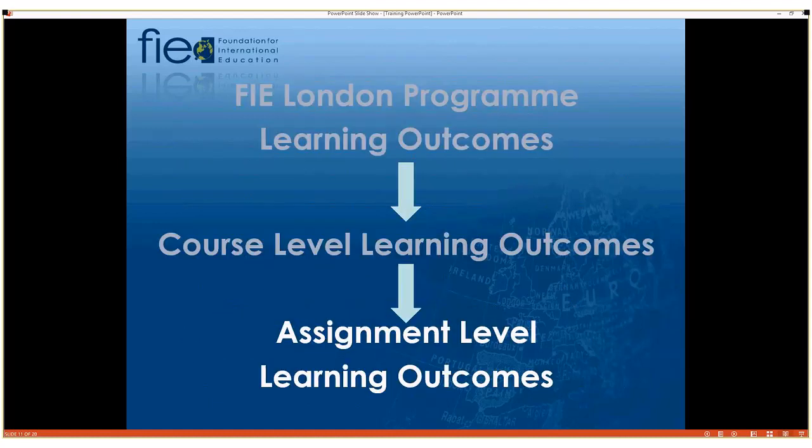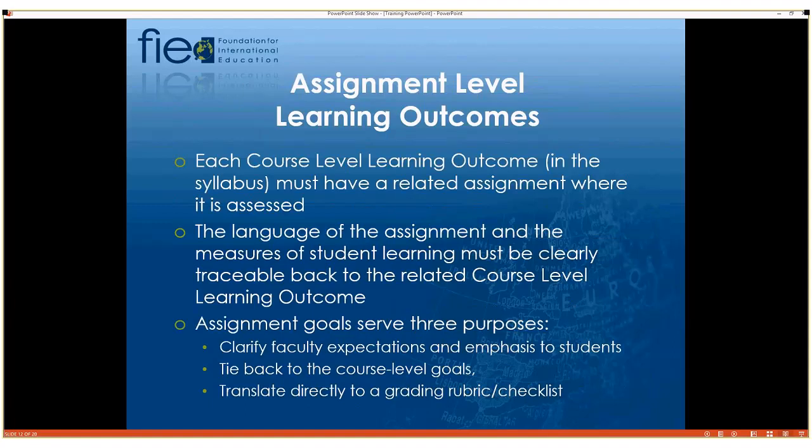Each course-level learning outcome must have a related assignment where it is then assessed. The language of the assignment and the measures of student learning must be clearly traceable back to the related course-level learning outcome. Assignment-level goals serve 3 purposes. They clarify faculty expectations and emphasis for that particular assignment to students. They tie back to the course-level learning outcomes as stated on the syllabus, and they translate directly to a grading rubric or checklist for that assignment.